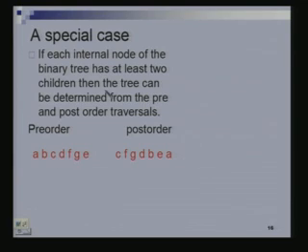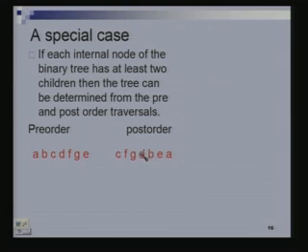So, if each internal node of the binary tree has exactly 2 children, then actually you can use the pre-order and post-order to determine the tree uniquely again. And let us see, just as an exercise, why this is true. So, I gave you the pre- and post-order traversal.